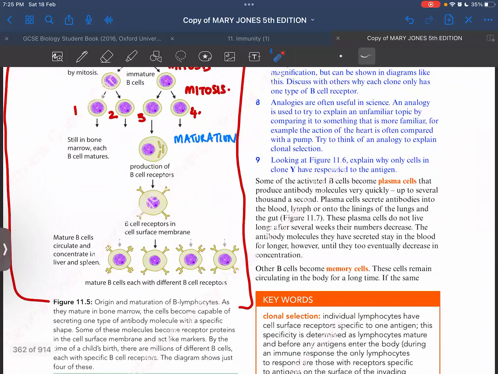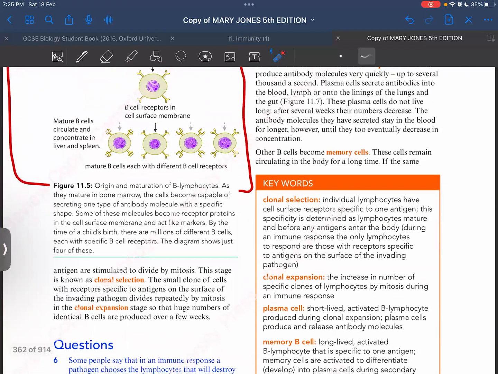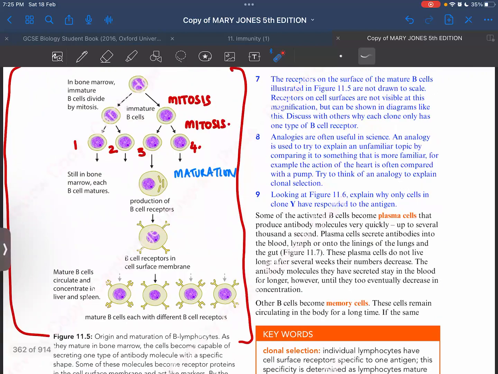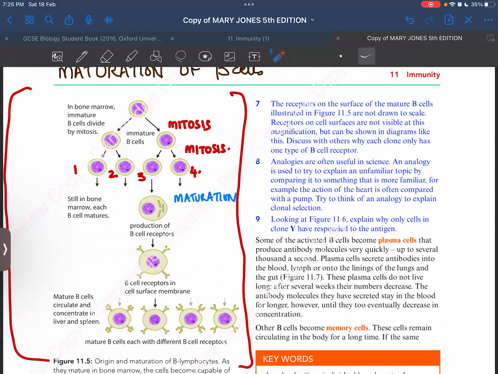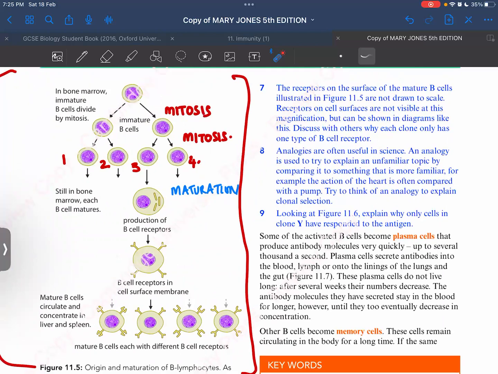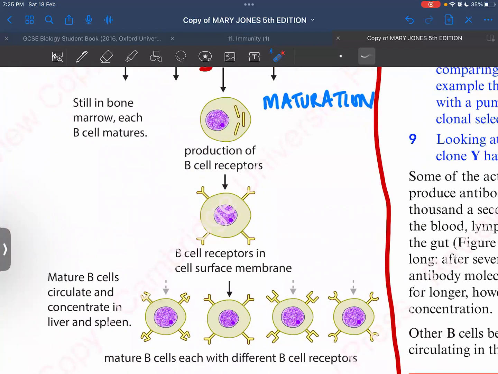Miss, how does the shape of the receptor change? Does it change? How does the shape change? From this to this?